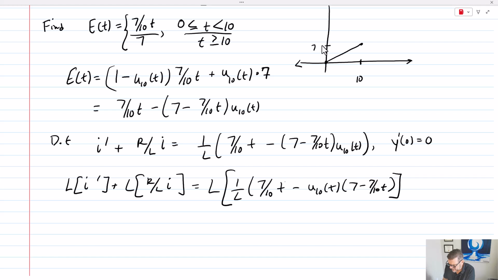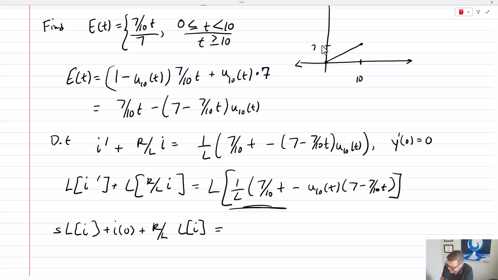The left-hand side is going to give us sL of I plus I of 0 plus R over L, big L of I, the Laplace transform of I. So the one L is the inductance, the other L is the Laplace transform. And then this is going to end up equaling, and we can actually separate this out.